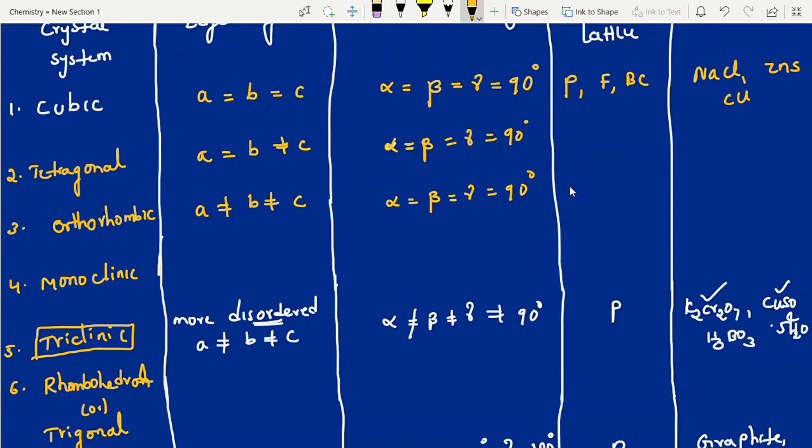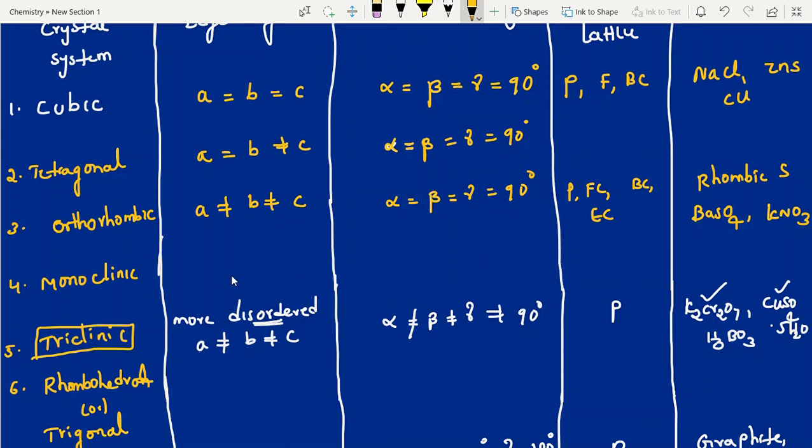Why? Because it can exist in all types of crystal systems: primitive, face center, body center, and the next one, edge center. All types of crystal systems it can exist in. That's why it plays an important role. And examples we have studied in the 16th group elements: rhombic sulfur, and the sulfates only, barium sulfate, and the next one, potassium nitrate.